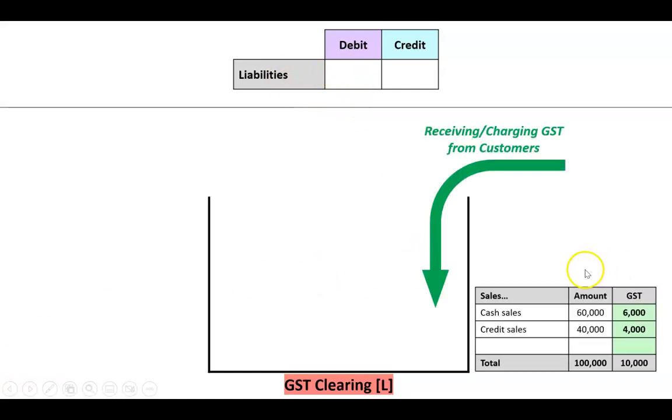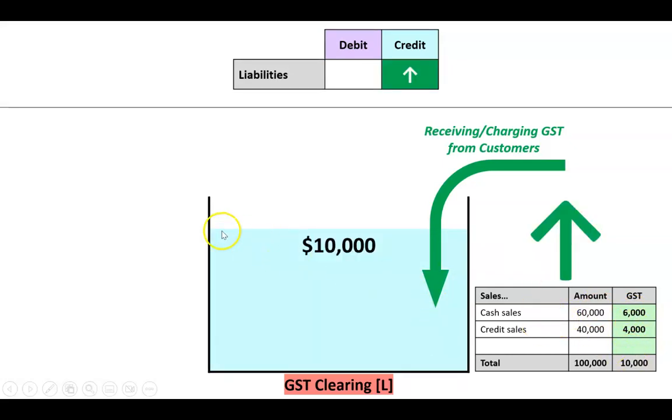And what happens is, every time as a business we receive GST or charge GST from our customers, so for example here we've charged $10,000 of GST on our cash sales and credit sales, the tank of liabilities here goes up. So that would be a credit into the GST clearing account because liabilities go up on the credit side.